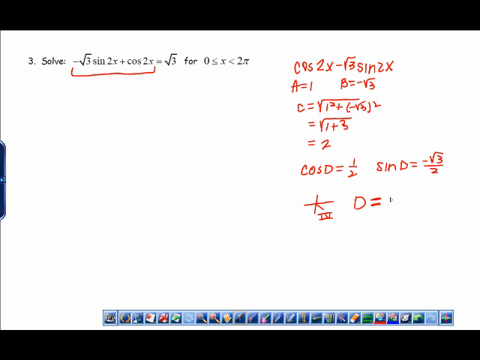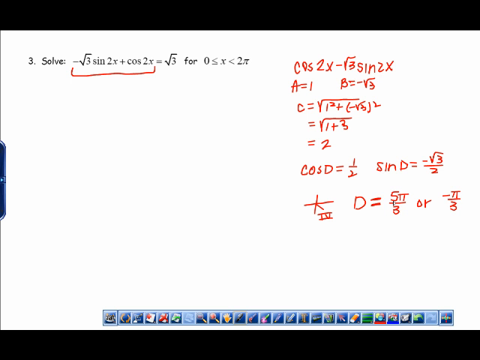But in the fourth quadrant, I can either write my answer as 5 pi over 3, or I could have written it as negative pi over 3. That would have been okay as well. Either way. So I'm just going to go ahead and use 5 pi over 3. Could have used either one though. Doesn't really matter.